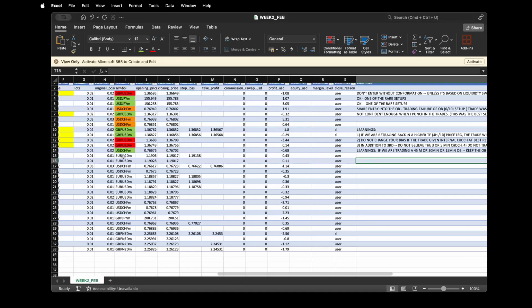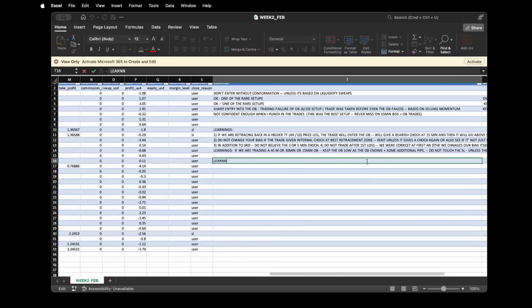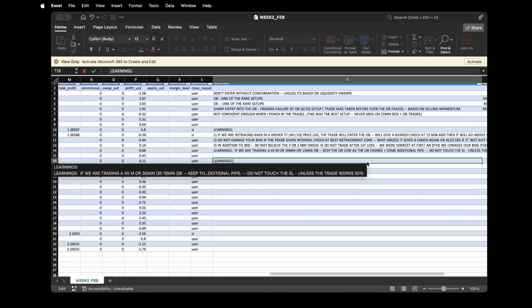Okay, so for Euro USD, I will mark it as green, like the logic was correct. But again, I made losses in this. So even if the logic is correct, I'm still making losses. I don't know what the issue is.